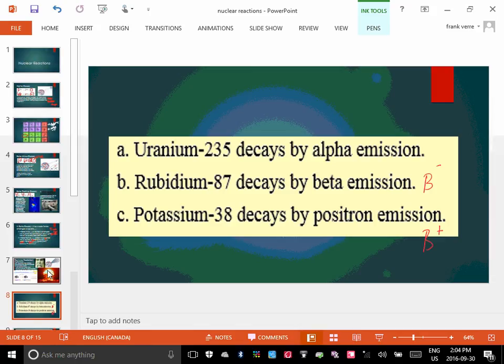So here is the uranium decay by alpha emission, the rubidium-87 decayed by beta minus. So your book uses beta minus. This is the symbol for beta minus in your book, but we're actually going to draw out what the beta minus and the beta positive actually looks like, okay? So C is an example of beta positive or positron emission.